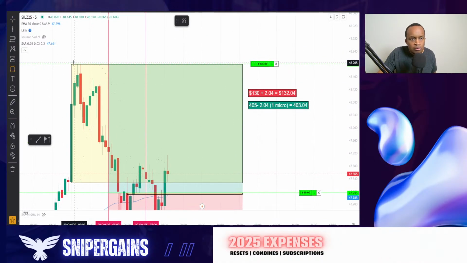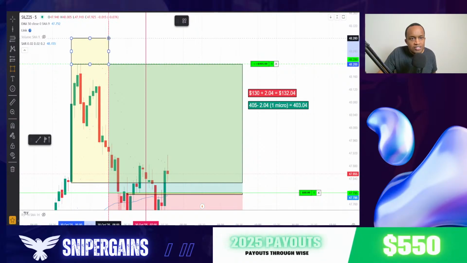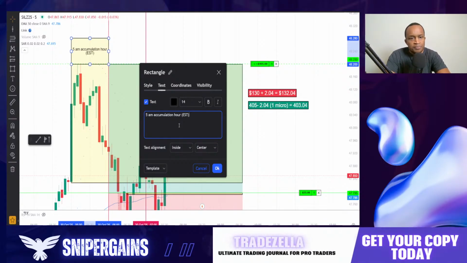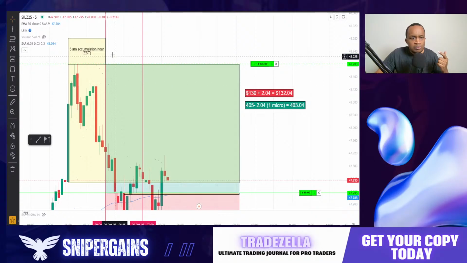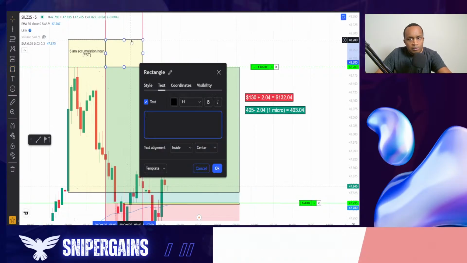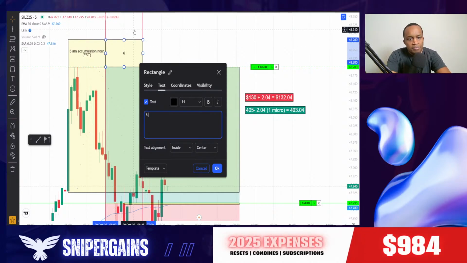So I'm going to draw the boxes over here. We're going to label this as the 5 a.m. candle. So we'll type in 5 a.m. accumulation hour. And that will be in EST. Okay. Second one, we're going to write the 6 a.m. manipulation hour. So we're going to go here. Okay, so this one's going to be 6 a.m. manipulation hour, EST.